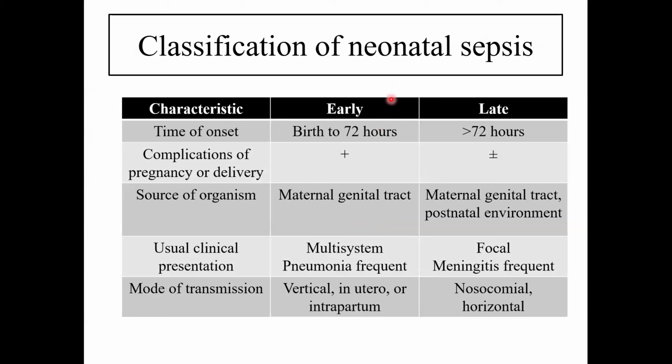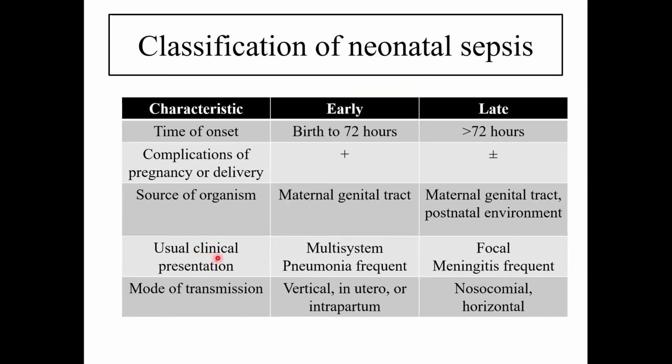So historically, it is classified into early and late onset sepsis. Early onset sepsis is onset within the first 72 hours of life. If there is an onset of infection 72 hours or more from the day of birth, it is called late onset sepsis. Early onset sepsis usually is related to complications of pregnancy or delivery. The source of organisms is usually the maternal genital tract, the labor room, or the birthing areas, right? Late onset sepsis can be from the environment as well as, rarely, from the maternal genital tract also.